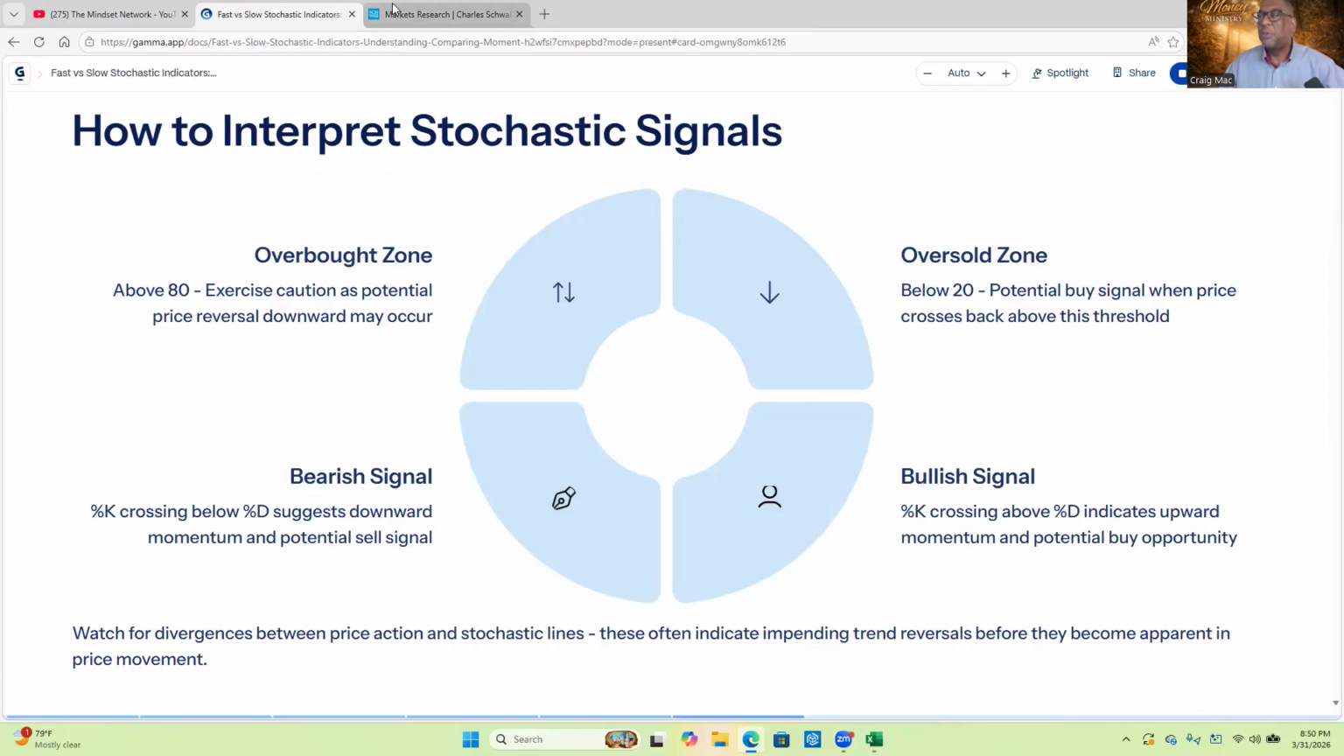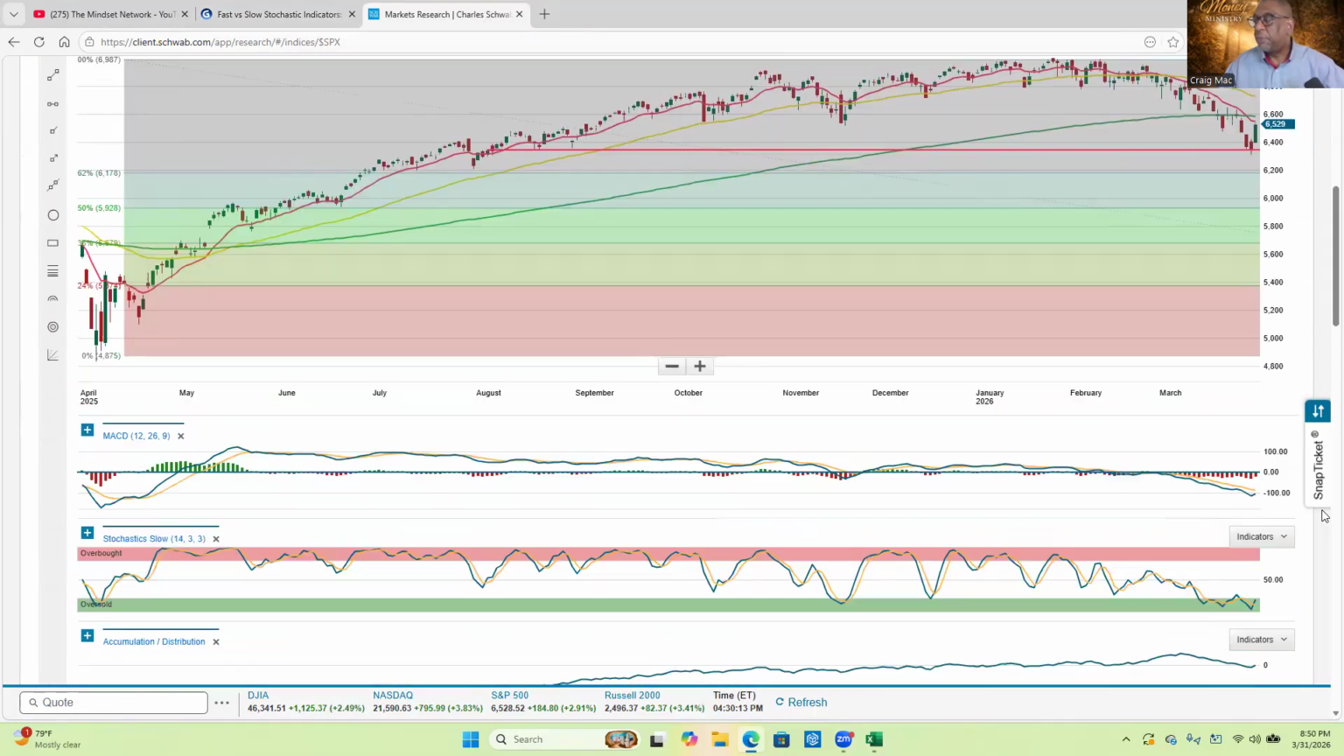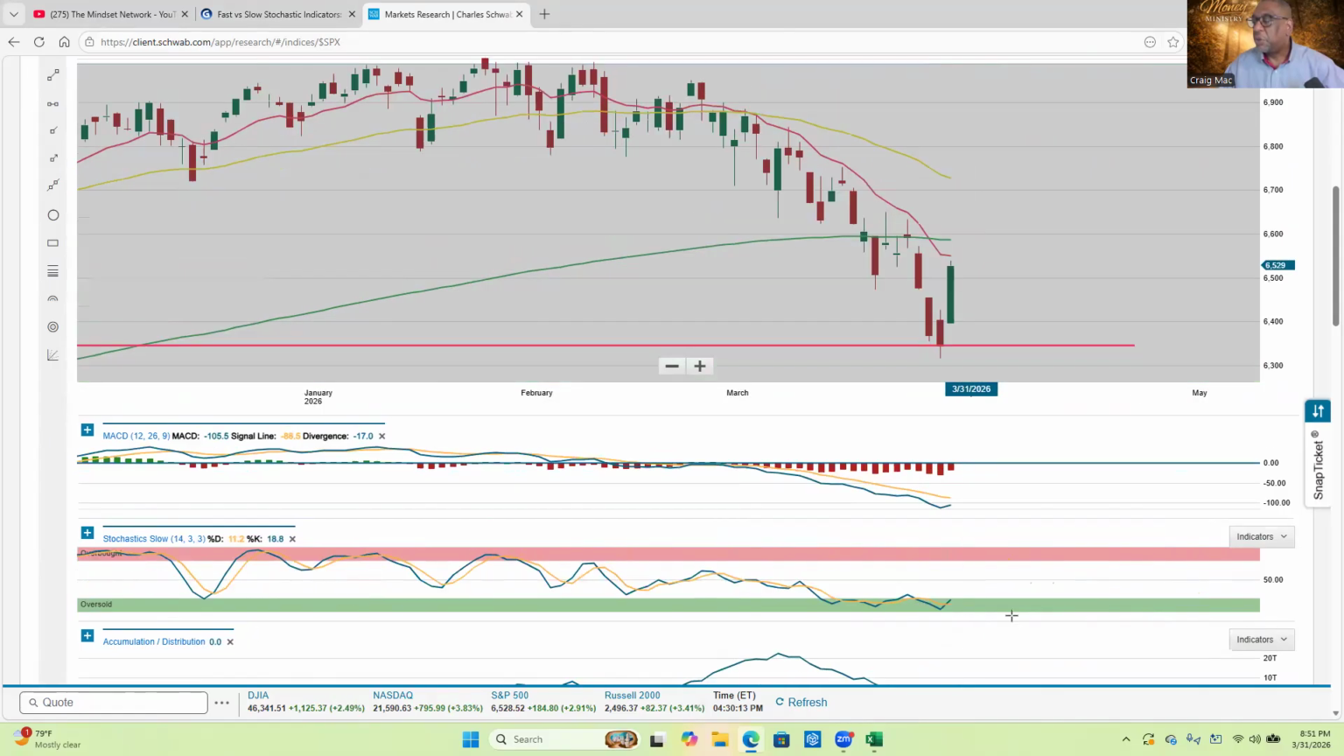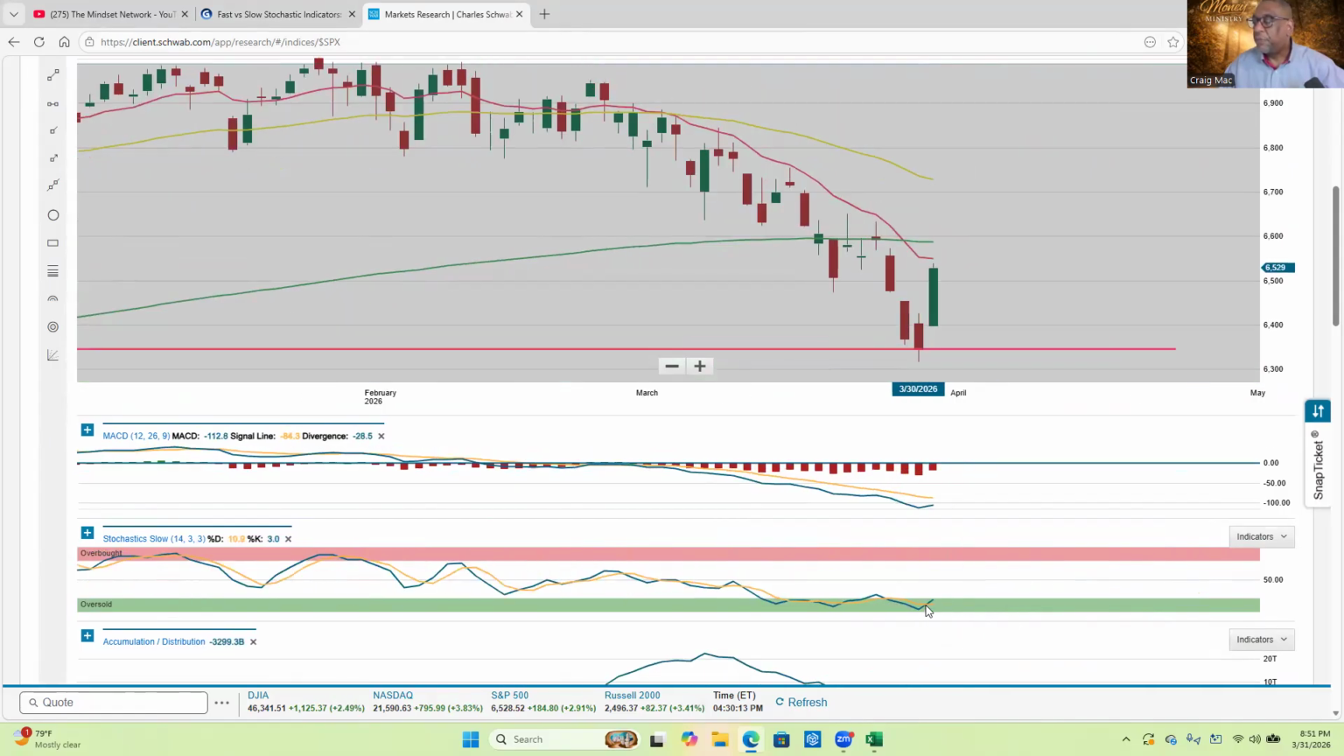So let's go to charts here. I can pull it up for you. Down here is my stochastic. And as you can see, this is the S&P 500. S&P 500 is oversold. It's in oversold territory. But here's what we're talking about. Your gold line is your signal line, and your trend line is your blue line. It has crossed the signal line in an upward trend. So that means that there could be a bullish signal, right?